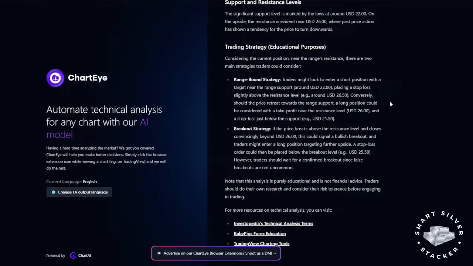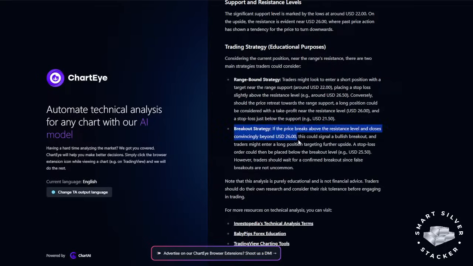That makes sense. Conversely, should the price retreat toward the range support, a long position could be considered with a take profit near the resistance level around $26 and a stop loss just below the support. So trading strategies, taking advantage of the range-bound nature of silver there.